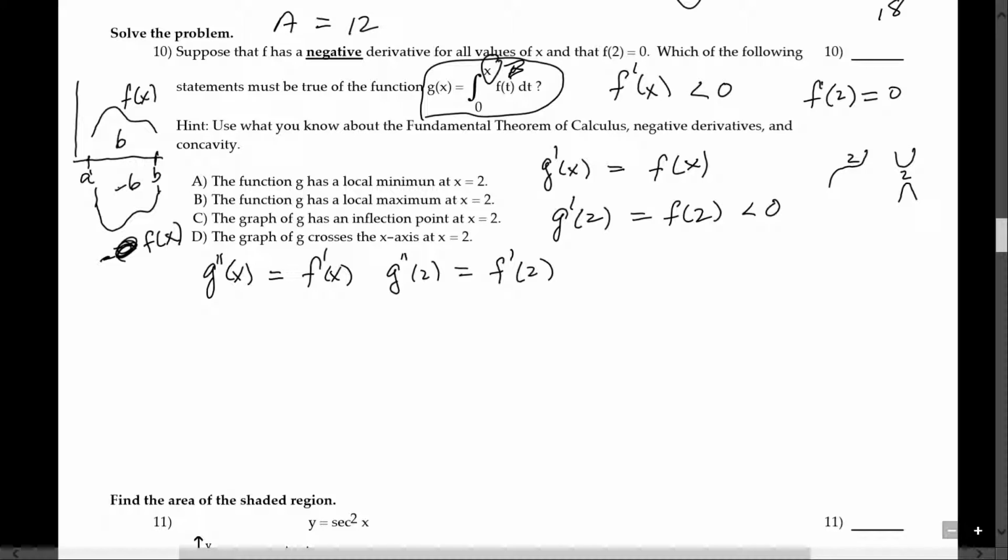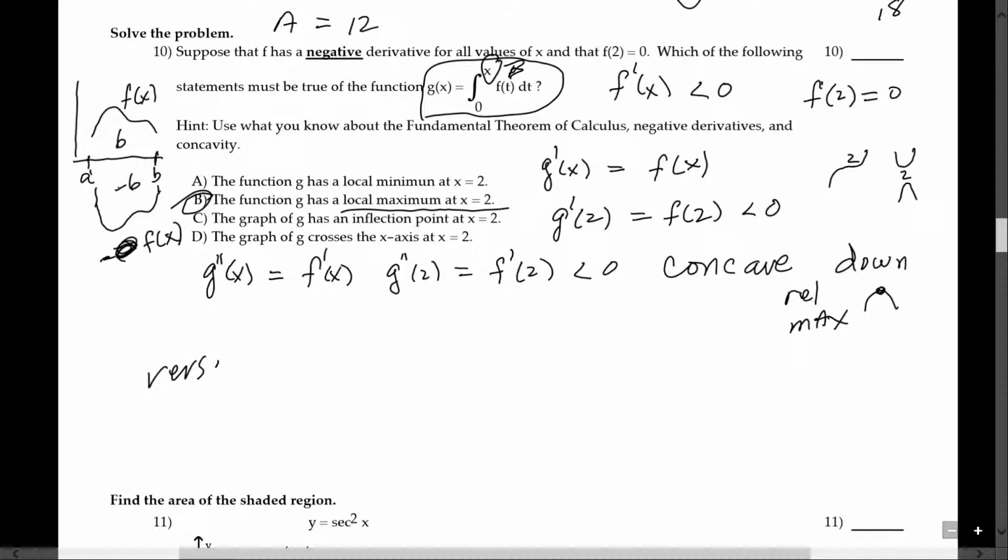And we're told that the first derivative of f is less than 0. That means it's concave down. So it's looking like this, so it's a relative max. So the answer is B. Local maximum at x equal 2. For version 2, the answer was A.